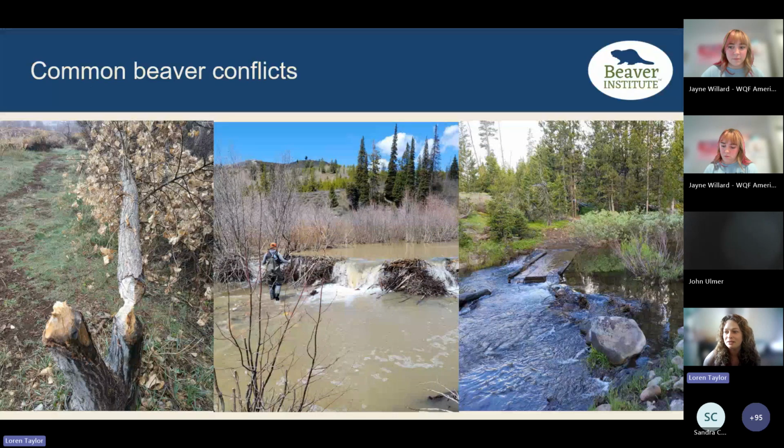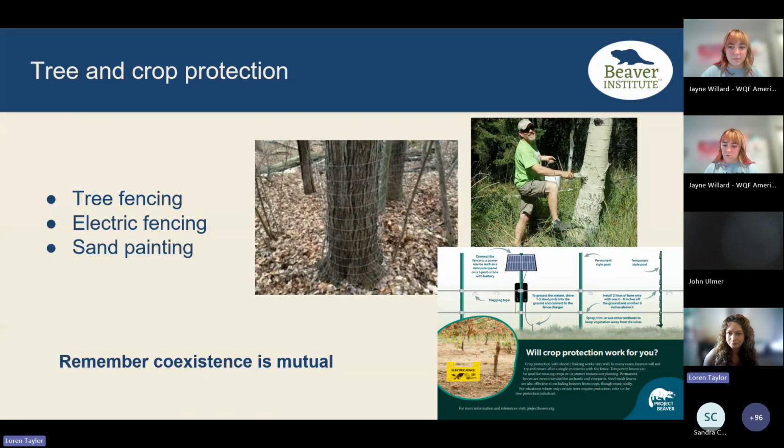So primarily, beaver conflicts are related to tree and crop damage and flooding. And the way we resolve these conflicts differs based on the individual scenario and the site circumstances, along with that human element or the property owner that we're dealing with. So I'm just going to cover tree and crop protection very briefly.